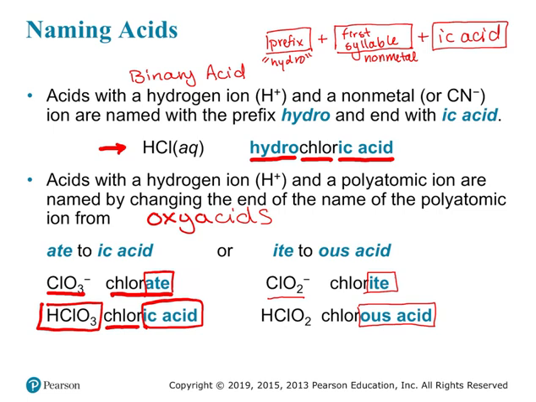Again, you have your binary acids where you use the prefix hydro, and then you have your oxyacids. You're not using a prefix at all. You're just using the first part of the polyatomic ion name, followed by an ending, and the ending will depend on whether your polyatomic ion name ends in ATE or ITE. So that can be a little more complex.